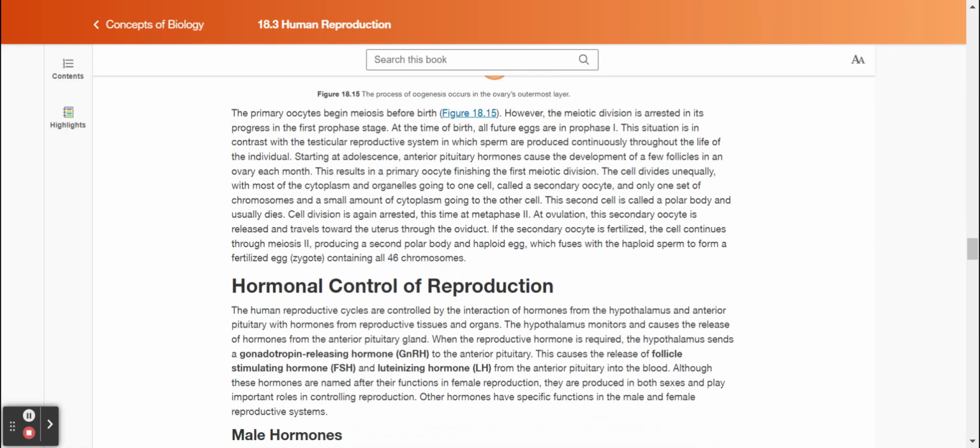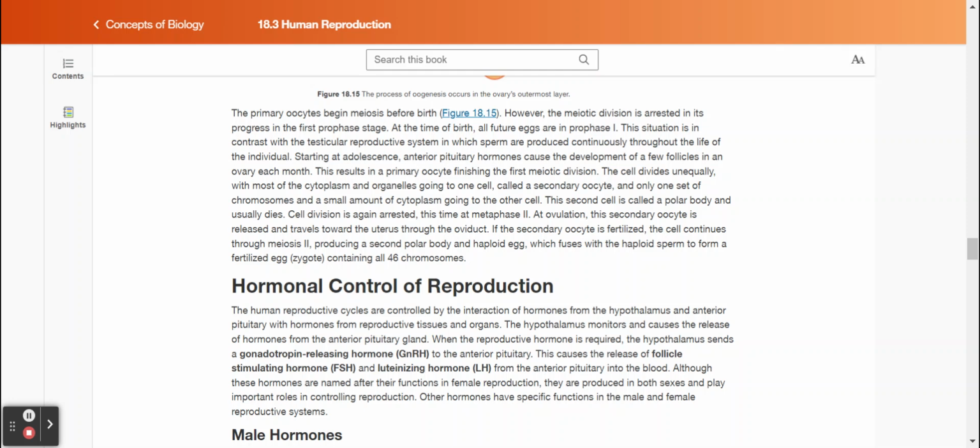This situation is in contrast with the testicular reproductive system, in which sperm are produced continuously throughout the life of the individual. Starting at adolescence, anterior pituitary hormones cause the development of a few follicles in an ovary each month. This results in a primary oocyte finishing the first meiotic division.